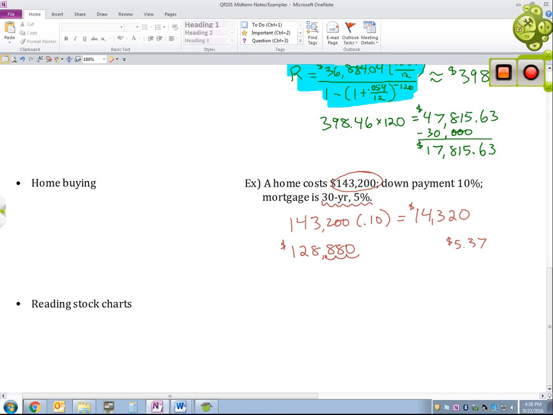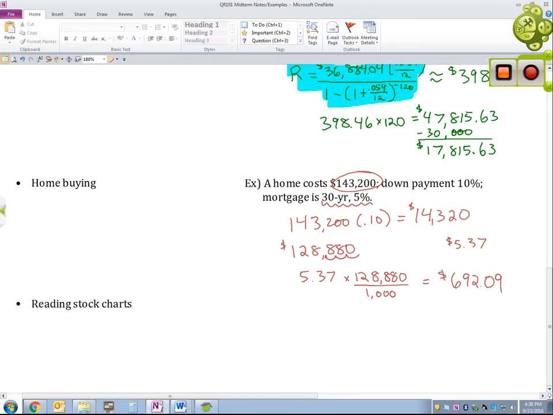So we have $5.37 per $1,000 of mortgage, which is this over 1,000, or like I said, you could just do 128.88. Don't forget the 0.88 though. We don't drop off the end of it. It just becomes a decimal. It's not just 128 there. So we multiply that, and that comes out to be $692.09. So that's the monthly payment.